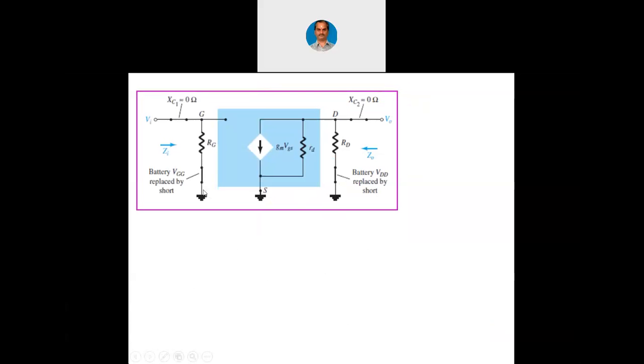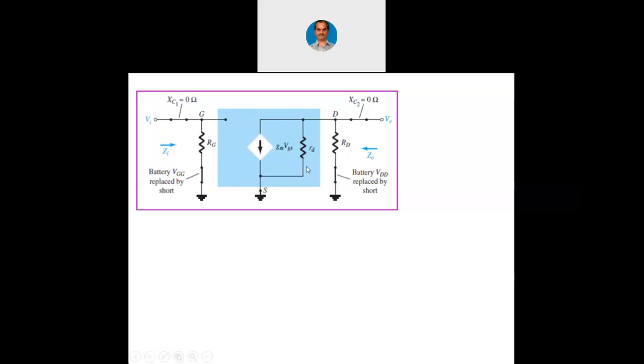The battery is replaced by a short circuit because it is AC ground, and we have RG. The capacitor is shorted, and here also the capacitor is shorted. Now the capital RD is connected to ground because that is also the battery replaced by a short. Then we have the regular AC model of the JFET, which is highlighted in blue here. Between gate and source it is an open circuit, and then we have a current source, then we have the small rd, which is the drain resistance.